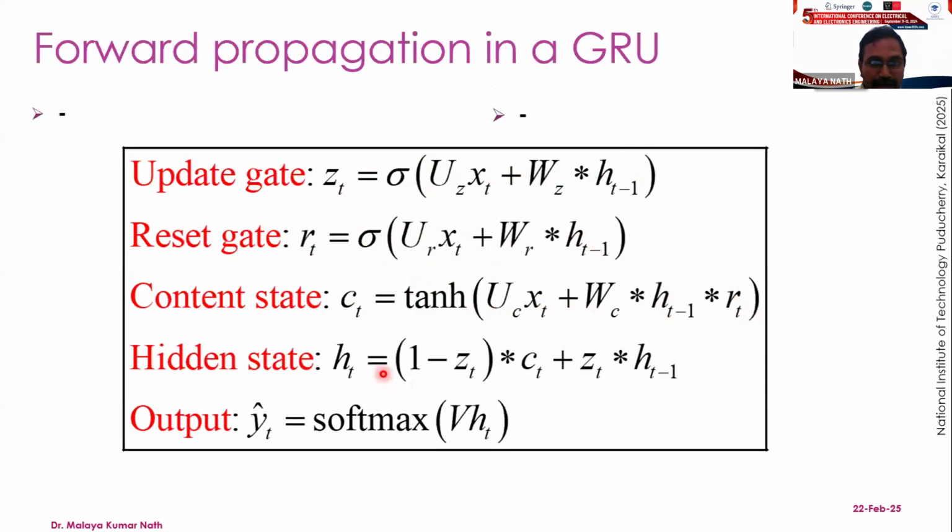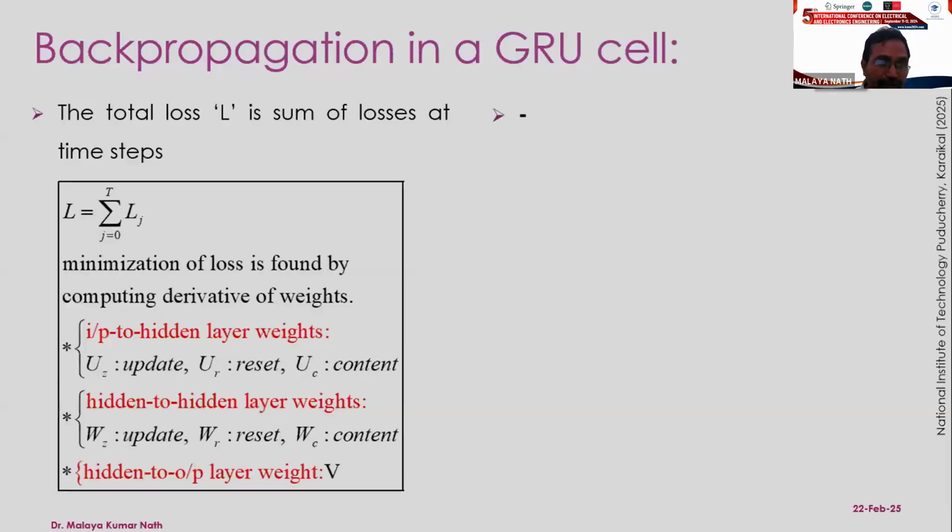The hidden state information is equal to 1 minus zt times ct plus zt times h of t minus 1, and the output is equal to softmax of v times ht, where v represents the weight associated with the hidden state to the output. These are the equations we discussed in case of LSTM, but if we compare these equations with LSTM, the GRU is much faster.